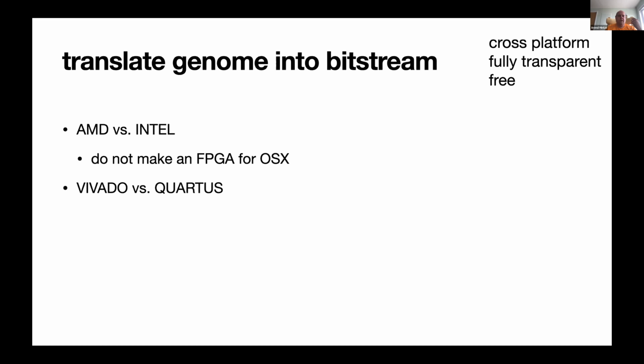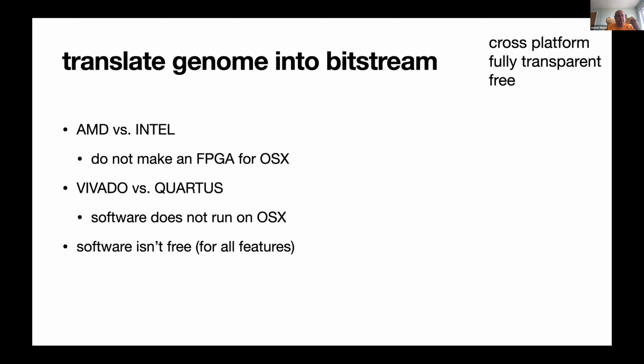And yes, design software, we have Vivado and Quartus, and they're not running on OS X. So that means even if you have a Verilog scheme, you cannot translate that into a bitstream on a Mac. It just doesn't work. Okay, that's a bummer for full accessibility. Well, the software isn't free, and I have to say, not for all features, because they actually give you the free software, but you cannot take advantage of all options of the software. And secondly, the moment you're doing this in a business context, you actually have to pay a license fee.